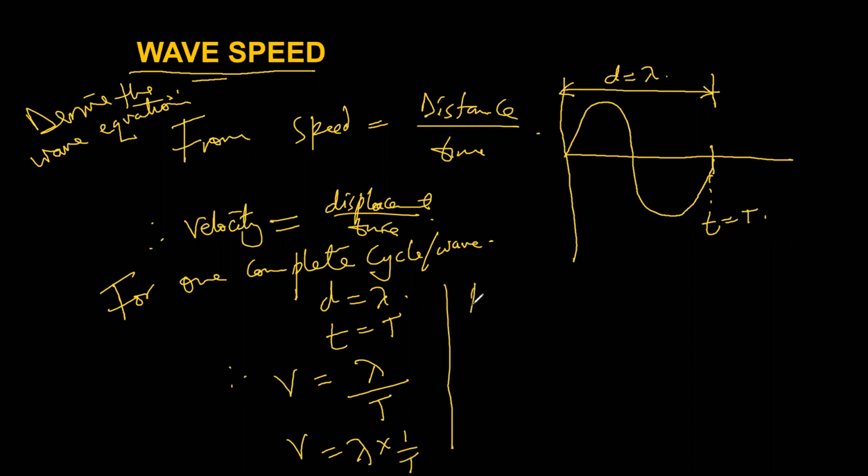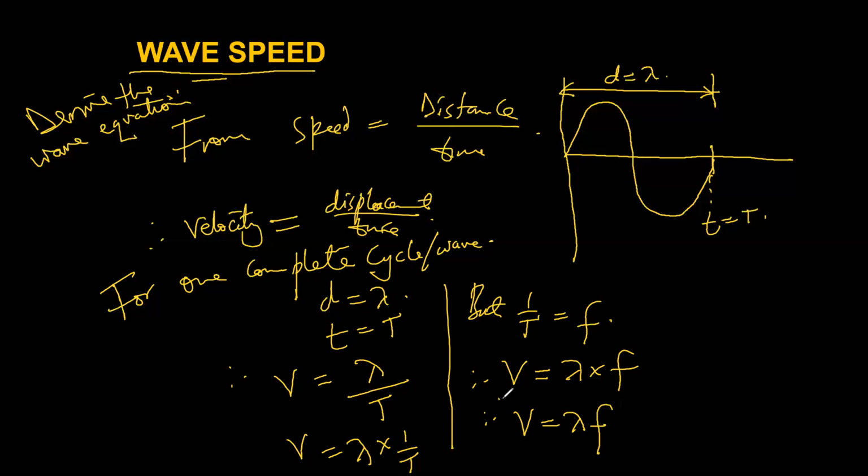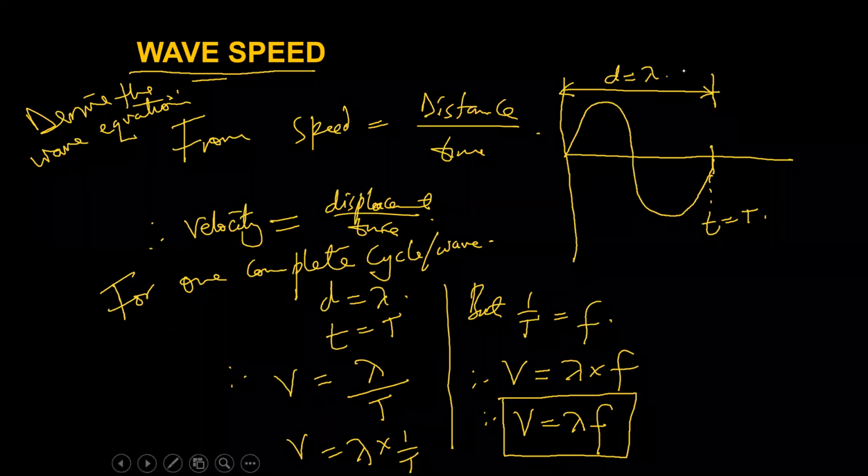And we can say that 1 out of capital T is the same as the frequency. Therefore, our wave velocity is equal to lambda times f. Therefore, you can say that v is equal to lambda f. You must be able to derive this expression. So I'm giving you some time to write that down. Then we proceed. Okay, I hope that we are through.